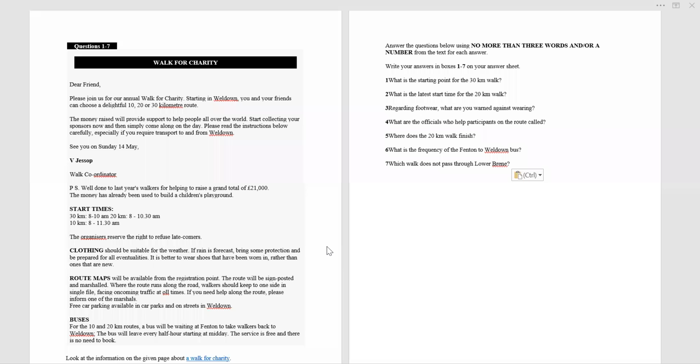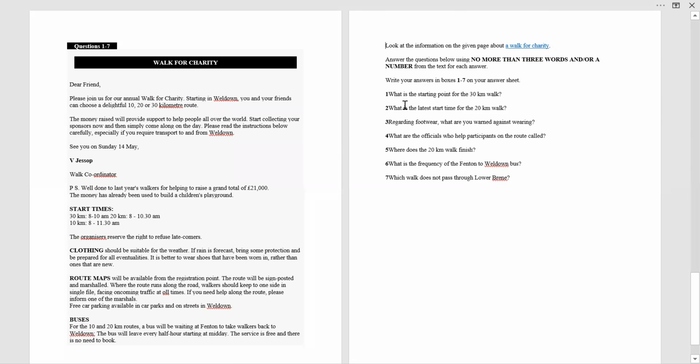It says walk for charity. So we have to answer the question in no more than 3 words or a number. So here you go with the question and answers. Just a sec, sharing the screen again. Here you go. So 1 to 7, walk for charity. Look at the information on the given page, the one we are looking at. You have to find the answers to questions 1 to 7.